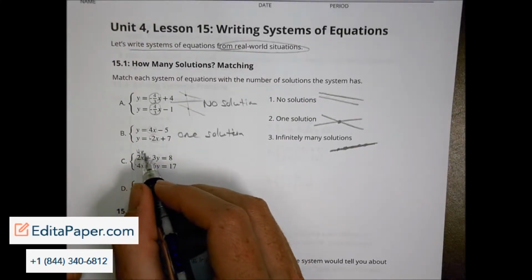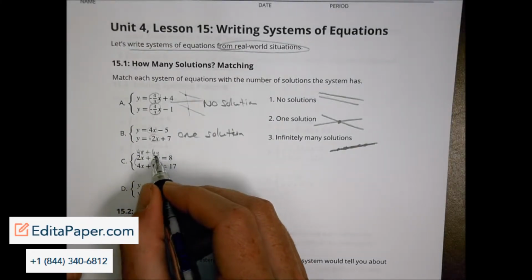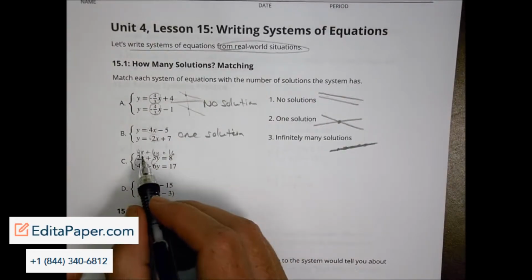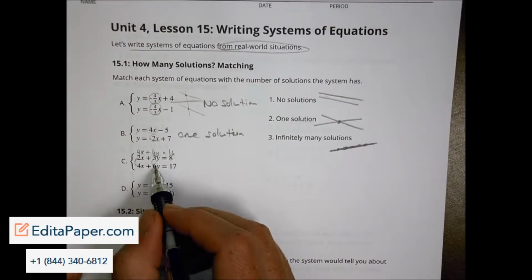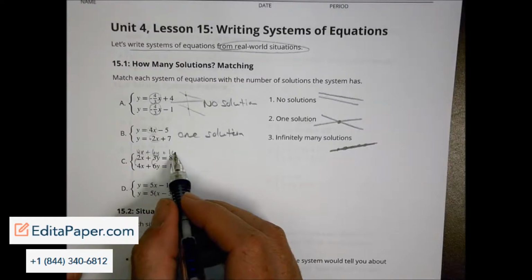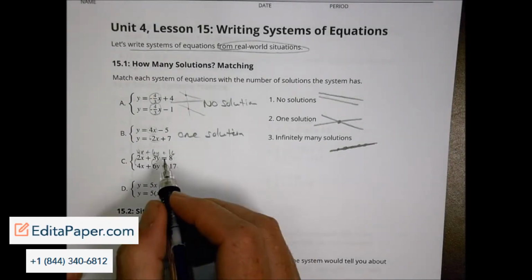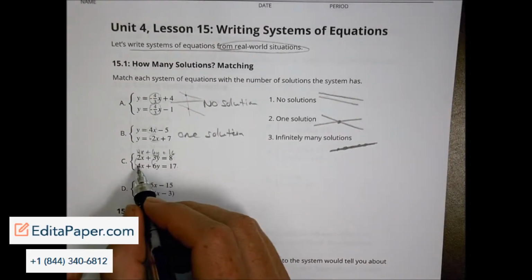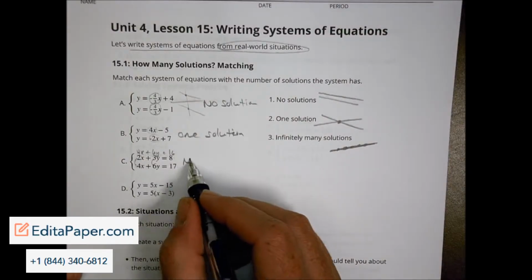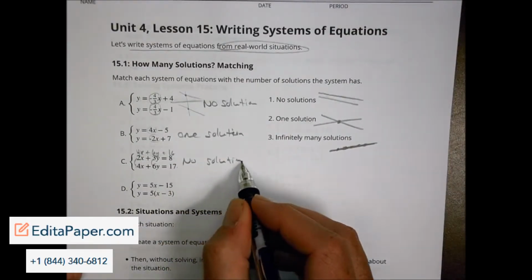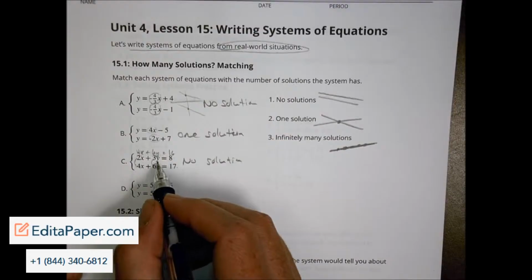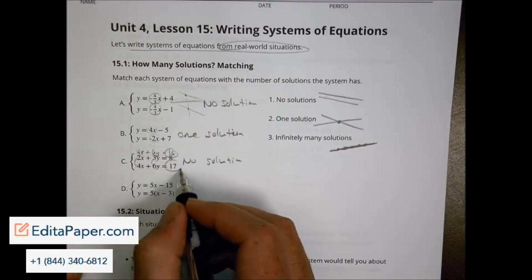If I multiply everything by 2 I have 4x plus 6y equals 16. Can 4x plus 6y add together to equal 16 and 17? It's not possible. There's no number I can plug in here that's going to make this work. This is going to be a no solution one, because there's no number x or y I can make this equal to two different values.